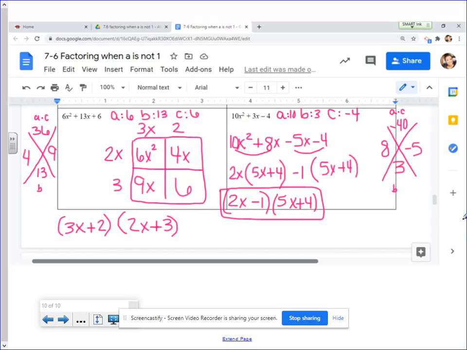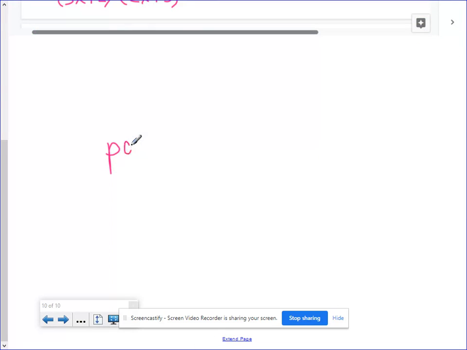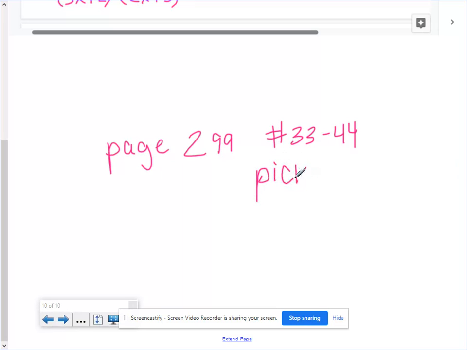On the end of your notes, there's an assignment, your book assignment, page 299. So page 299, I give you all these options for problems to do on numbers 33 through 44, but you only need to pick 10 of them. So you don't have to pick the same 10 as your neighbor. You just pick which 10 you want to do.